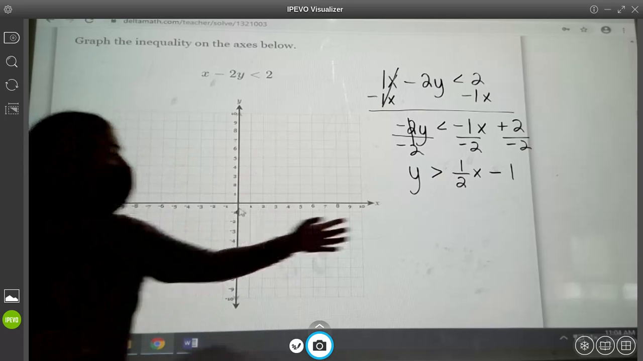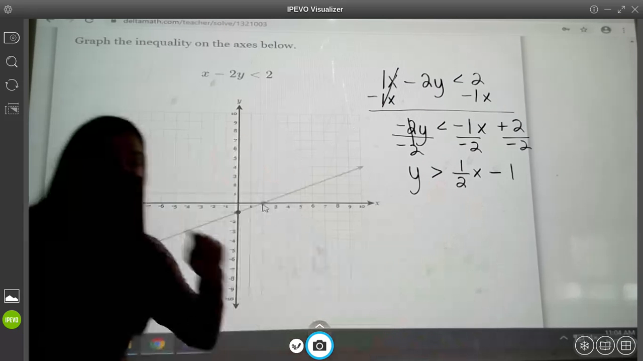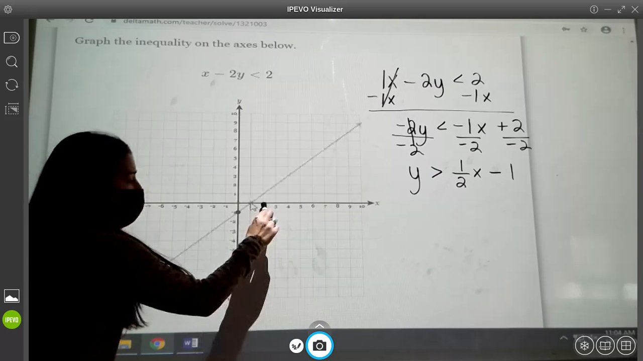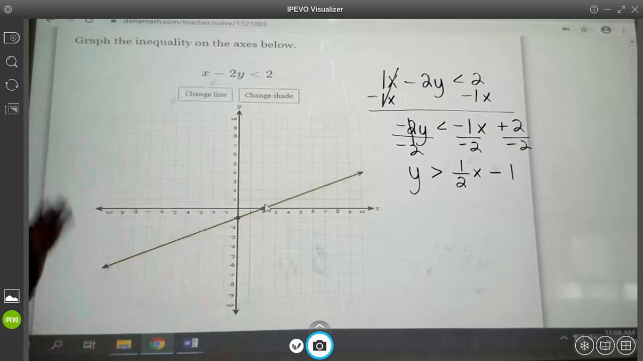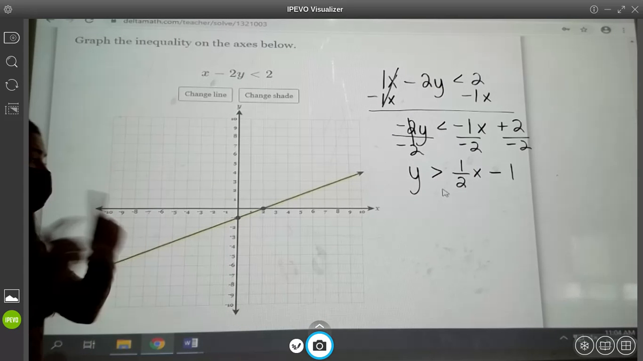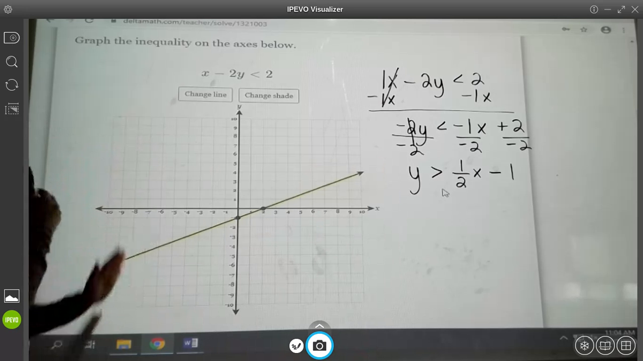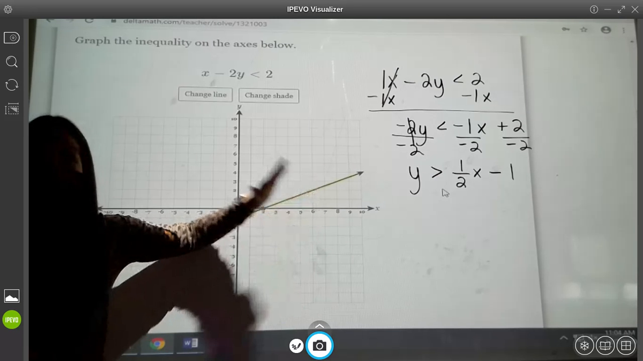Now, when you do that, 2 things happen. Number 1, a line automatically appeared in black and yellow. It will always pop up as a solid line first. If you notice, underneath your problem, the minute you click that second point, 2 buttons will also appear. A change line and a change shade button.